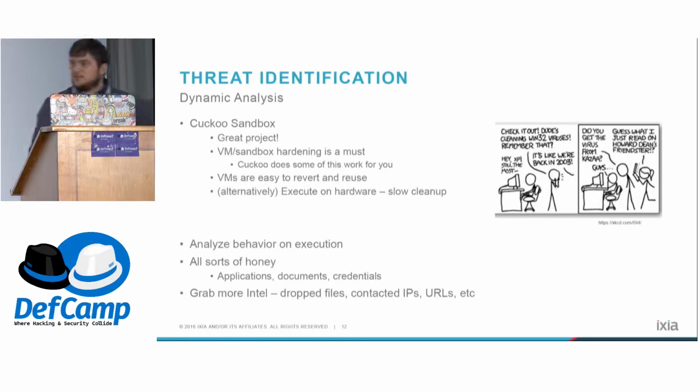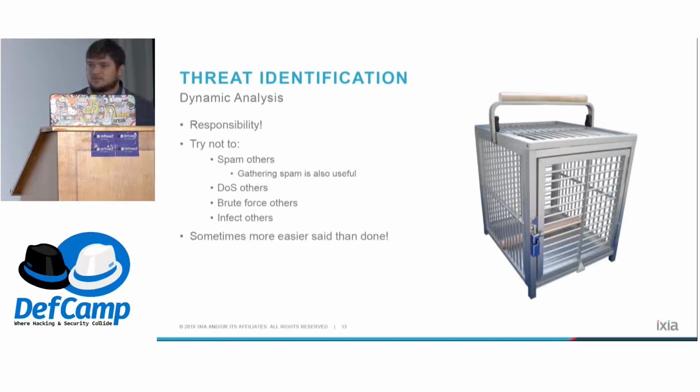So, as you might imagine, dynamic analysis offers great power when doing this, and as the old saying goes, with great power comes responsibility, right? Because you are executing malware and you would like to prevent some things from happening. So it's nice not to spam others, because overloading the internet is not very nice. If you don't care about the niceness thing, just think that gathering spam is useful for threat intelligence. It can offer a lot of insight.